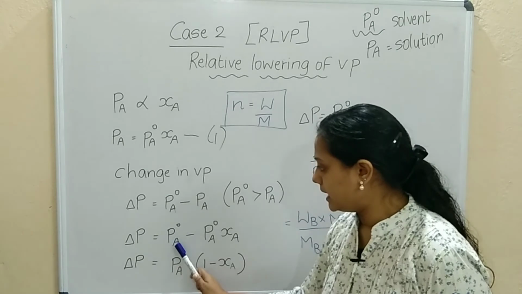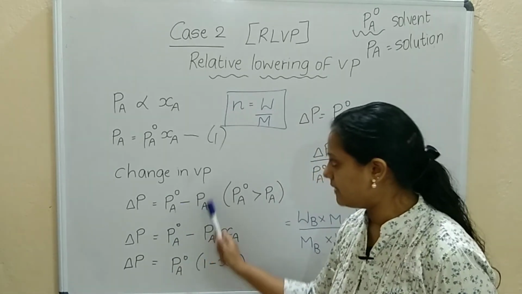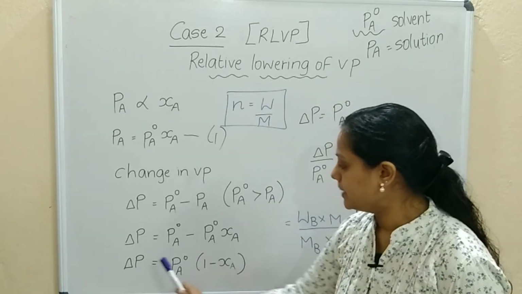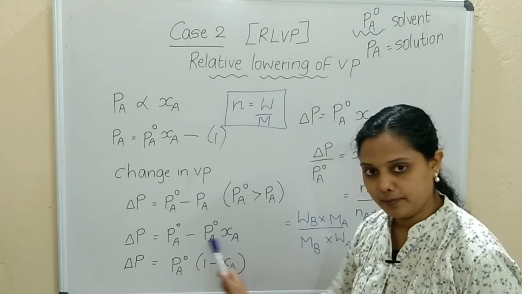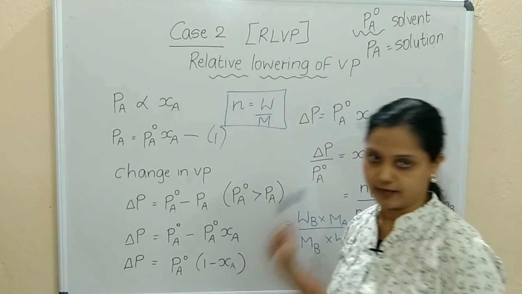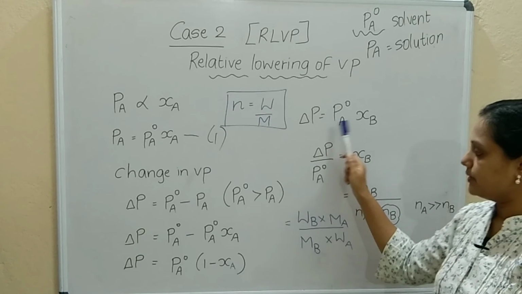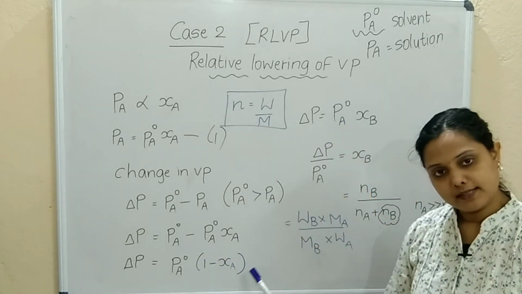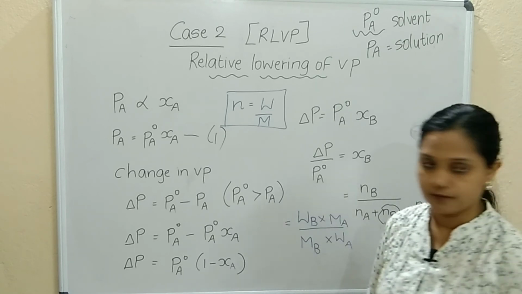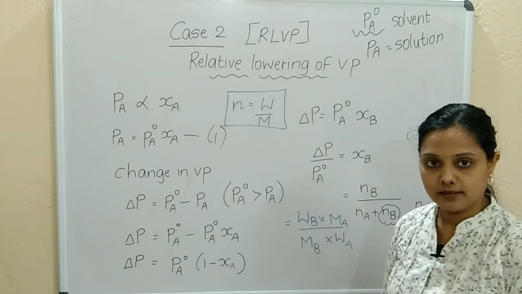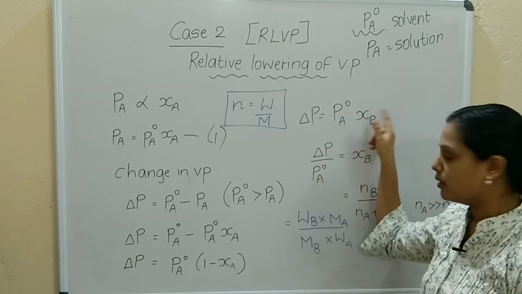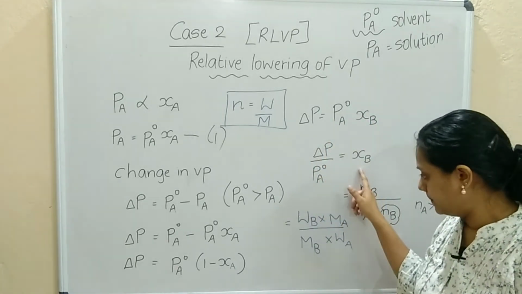Delta P is equal to PA degree minus PA, and I have substituted the value from equation number 1. Delta P is equal to PA degree, taking common PA degree, we get 1 minus XA, 1 minus the mole fraction. Delta P is equal to PA degree times 1 minus XA, which can be written as XB, that is the mole fraction of the solute. We know the mole fractions sum to unity. So delta P upon PA degree is equal to the mole fraction of B, that is solute.